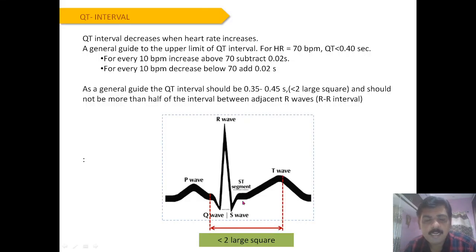Then the QT interval. This is the large QT interval, from Q to T, and it is represented by two large squares, that is 0.4 second. The cardiac cycle is 0.8 second, and half of that duration is indicated by the QT interval. The QT interval decreases when heart rate increases. For every 10 BPM increase in heart rate, it decreases by 0.02 second.